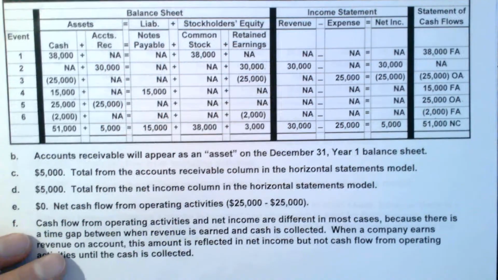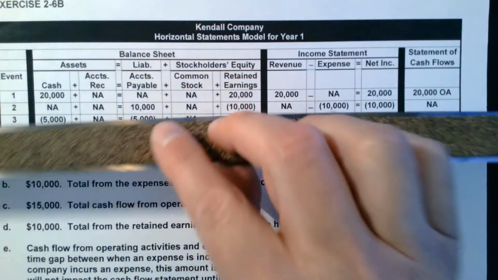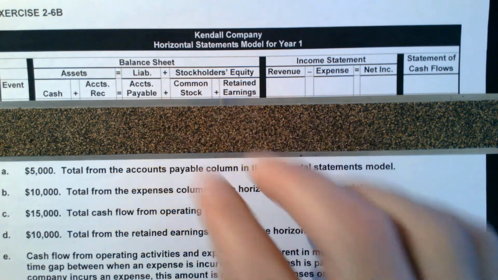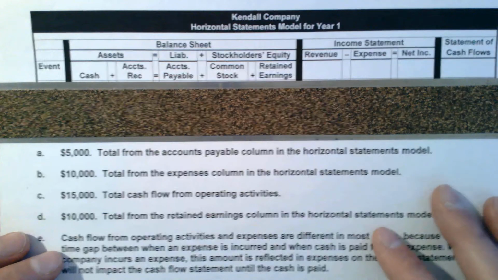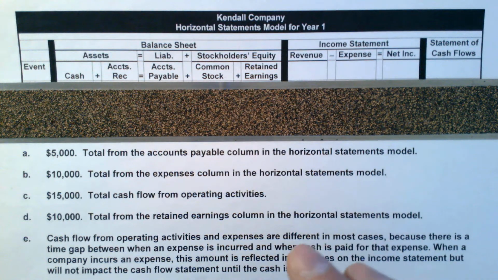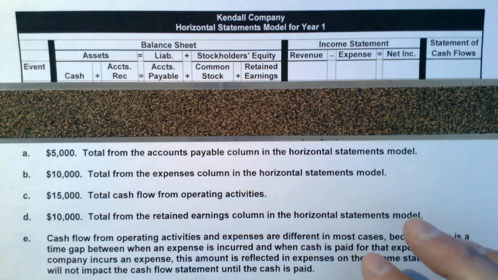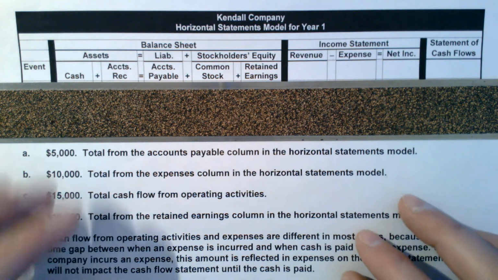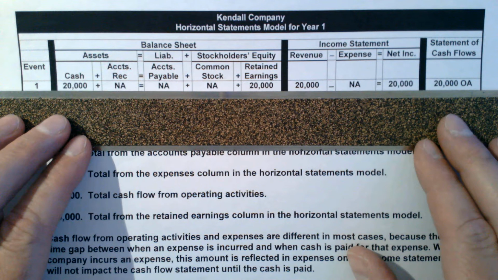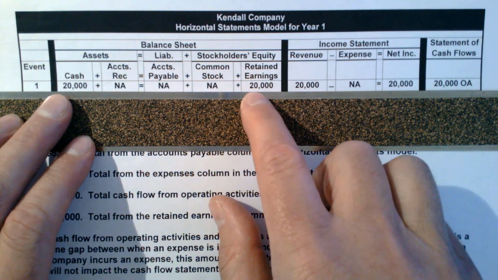So let's take a look at 2-6B. So 2-6B is similar, but now we're going to be dealing with accounts payable. And I just want to walk through the transactions with you on this one. So in this case here, Kendall Company earned $25,000 of cash revenue. Cash goes up, retained earnings goes up.